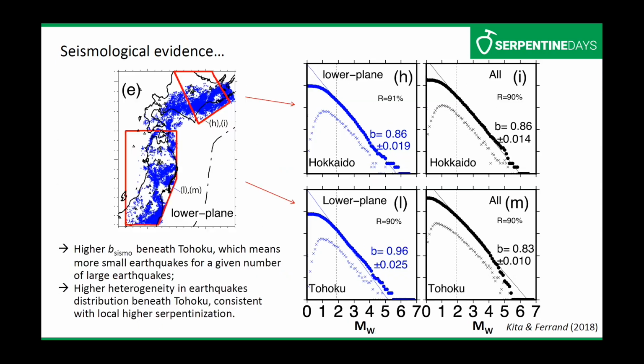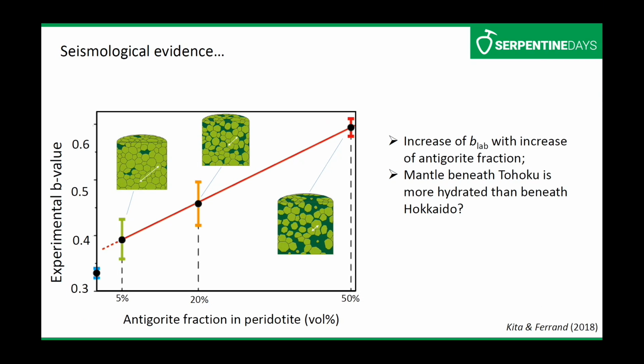And so we tried to check why this was so high in the lower plane, in Tohoku compared to Hokkaido. And actually, when checking the experimental b-values, we found that it's the same in the samples. When you increase the serpentine fraction, you increase the b-value. So it means you distribute the seismic events in many small events compared to some large events.